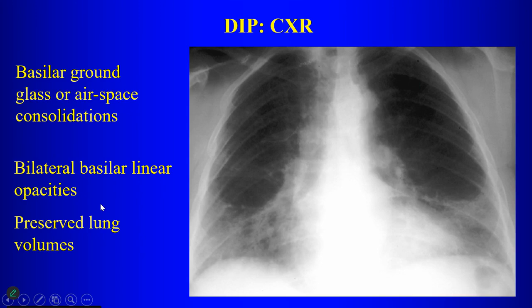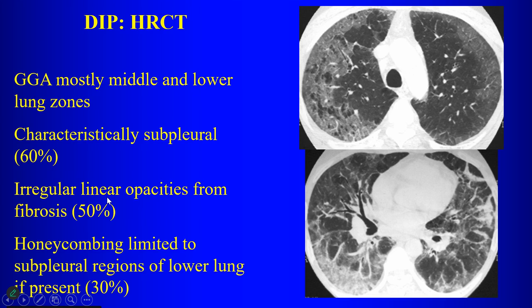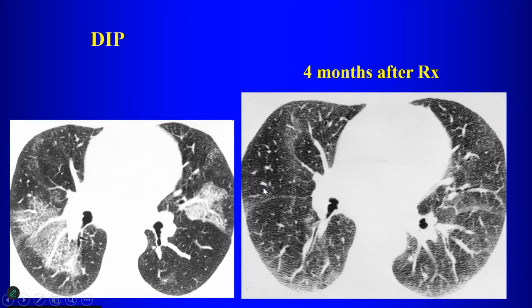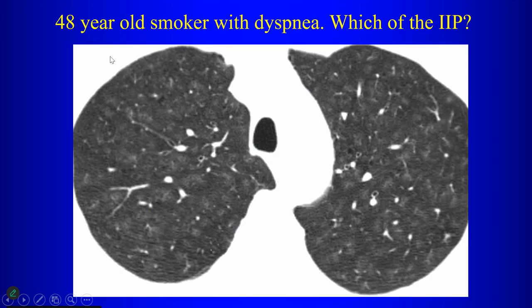So that is DIP. What do we see on chest radiographs? Kind of opacities, basilar, peripheral. Usually you don't see much because these are ground glass opacities. Preserved lung volumes. On CT, ground glass opacity, somewhat of a peripheral distribution. You might also have this mosaic attenuation, areas of air trapping. Remember, these patients are smokers, so we might see that also. We usually don't see honeycombing, not much fibrosis associated with DIP. And so here's an example: ground glass opacity, 4 months after treatment, it gets better, so this is very responsive.